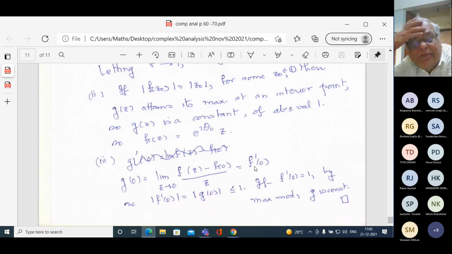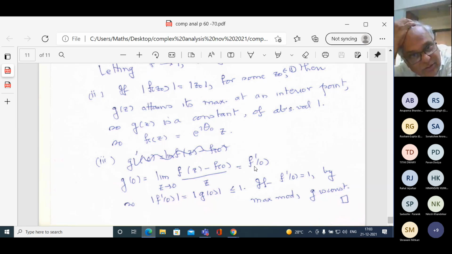And the third part of it is: what is f prime 0? It is the limit of f(z) minus f(0) over z. f(0) is 0, so it is f(z) over z, which is g(0). That means f prime 0 is g(0), which is less than or equal to 1. And f prime 0 equal to 1 means that g has its maximum at 0, and therefore it's a constant. So I'm using the same thing over and over again. This is a consequence of the maximum modulus theorem, okay?